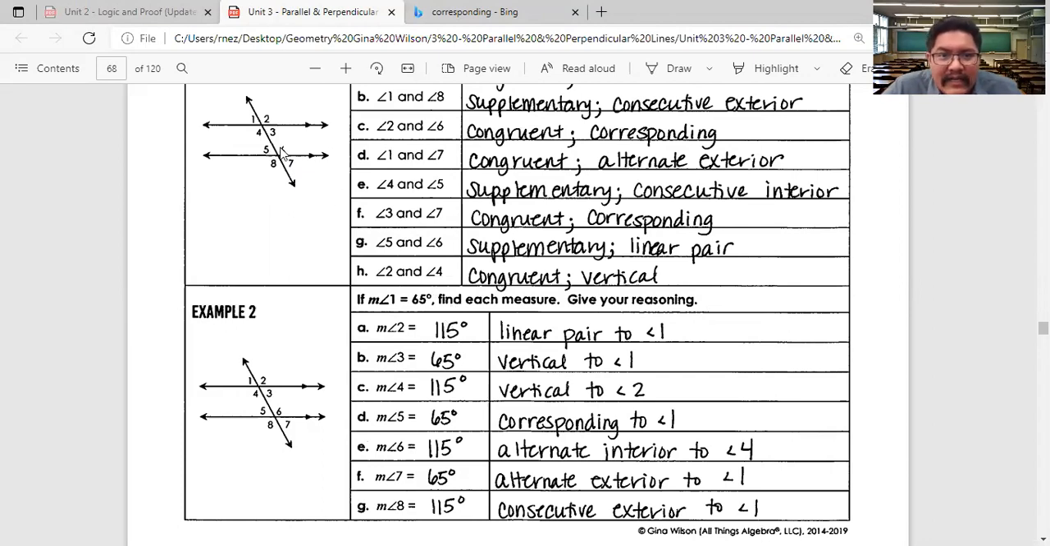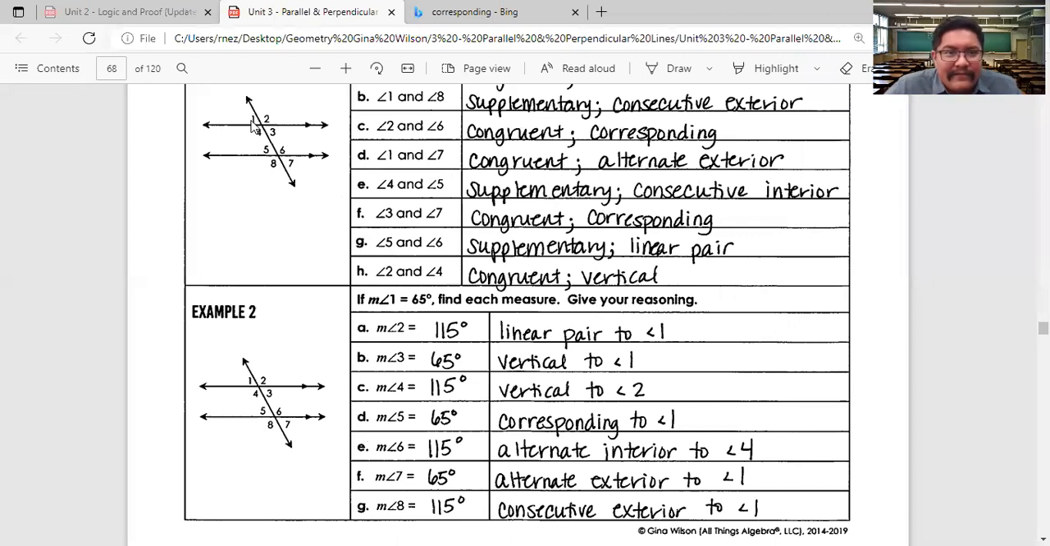All right, next one, 5 and 6. So they would be supplementary or a linear pair. Because, well, they are a linear pair. So I guess that is one of the other options, because, I mean, they are, right? 5 and 6 are on this line here, the bottom of the parallel lines, and they're already together and they make a linear pair.